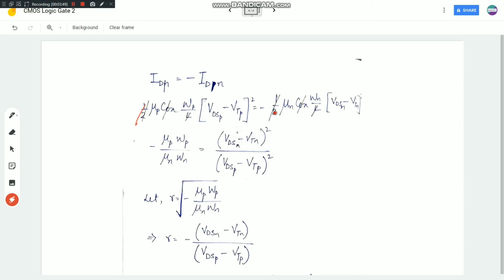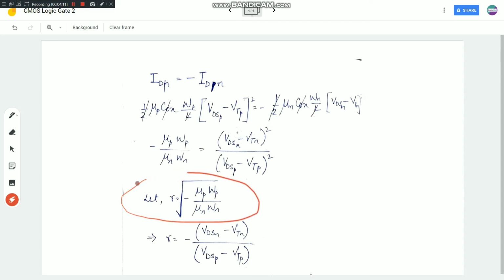So half is common, I strike it out. Cox is common, I strike it out. The lengths of the devices are the same, so I strike that out. What I'm left with is minus mu p Wp by mu n Wn, and these terms over here, whole square. I told you a whole square is there, so this whole square comes here. It's just not visible here, but the whole square is there.